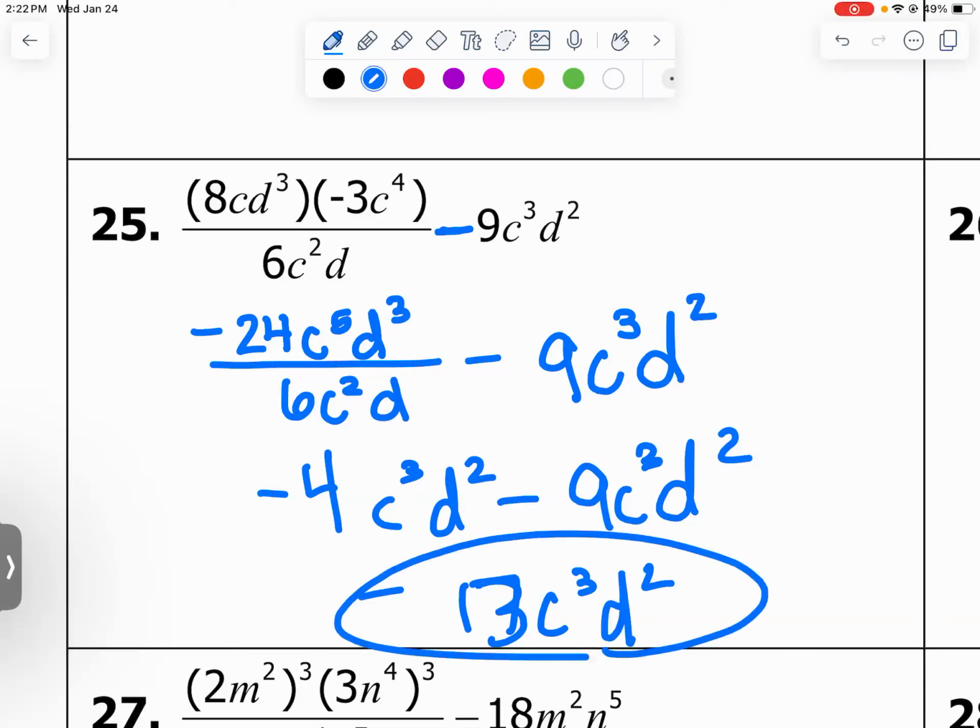Hey, what do you think your homework is? Next page. The next page, page 10. Right? Page 10.